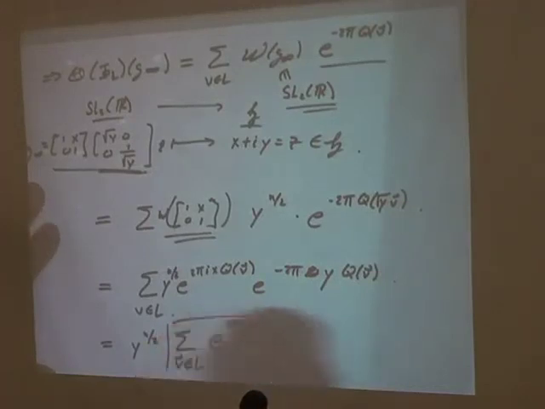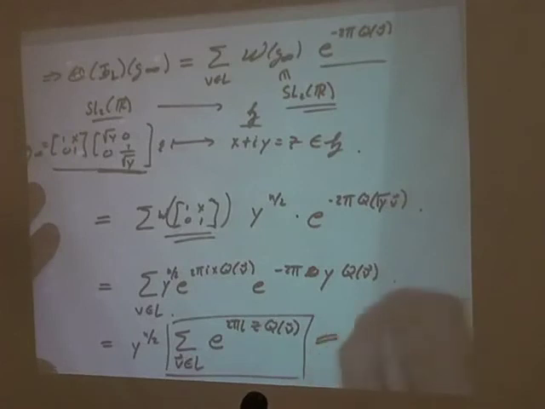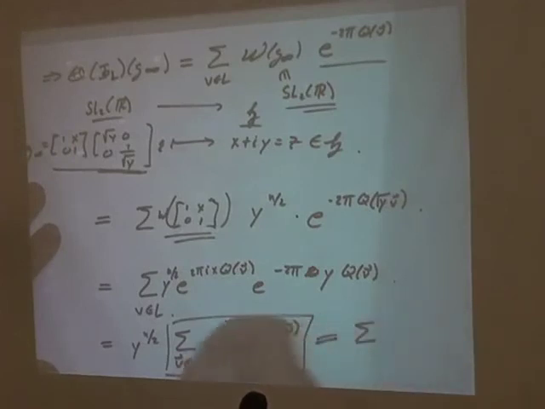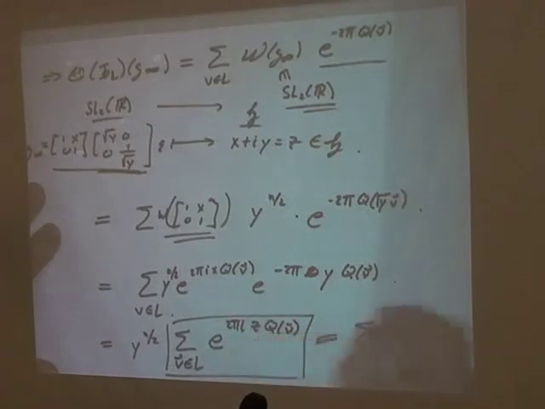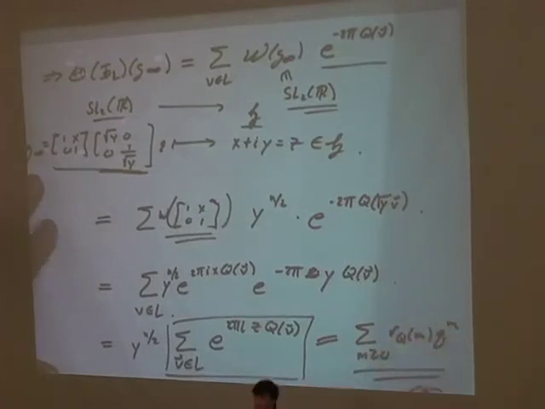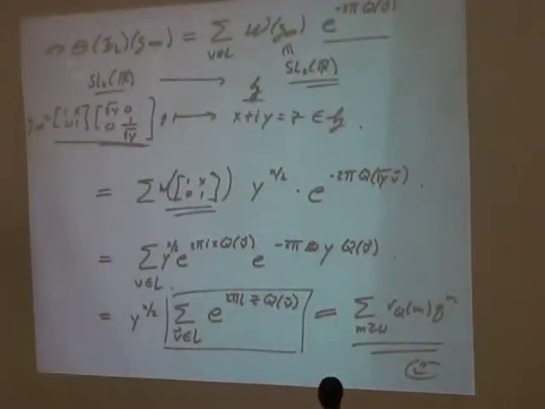And this is essentially the same as the sum. If you collect these terms by their values, this is the sum over m greater than or equal to 0 of r sub Q of m, q to the m. And so that's the point, that we have some explicit, concrete way of writing down the theta function, not just as some counting, but in terms of a lifting from orthogonal groups to symplectic groups. Okay? So, thank you.